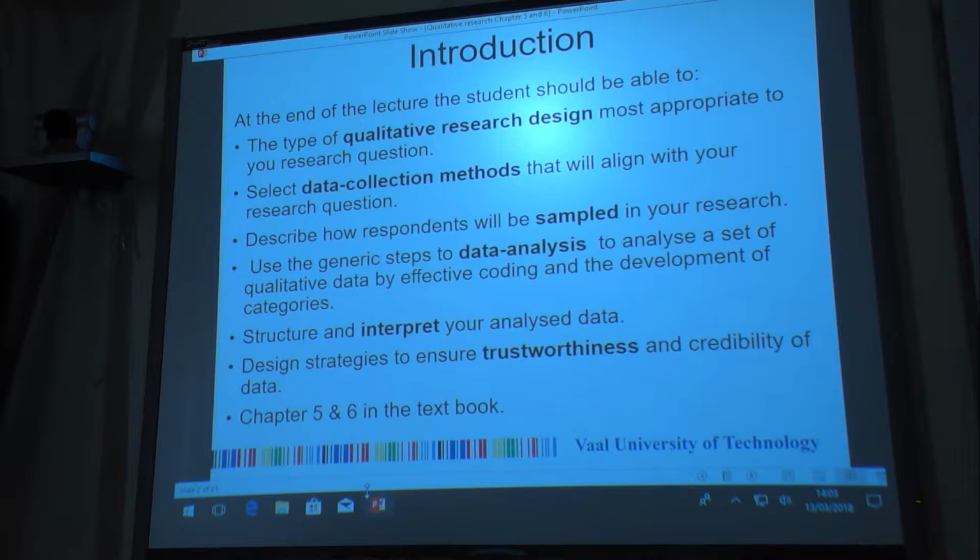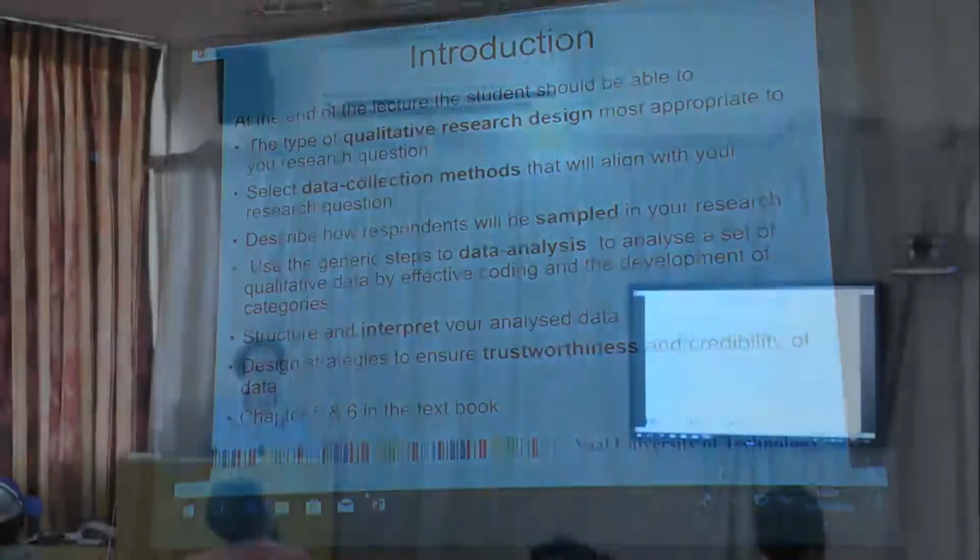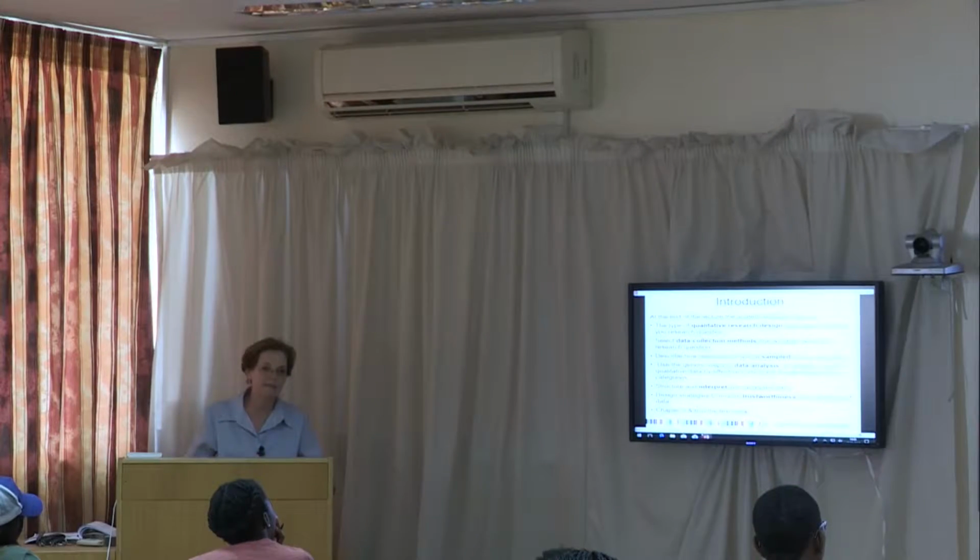Right. So at the end of my lecture today, you should be able to know the different types of qualitative research designs and which ones will be most appropriate for your research. You will also know which data collection methods to use, which are aligned with your research question. Can you see your research question now becomes more important, because your research question is predictive of what kind of research you should use.